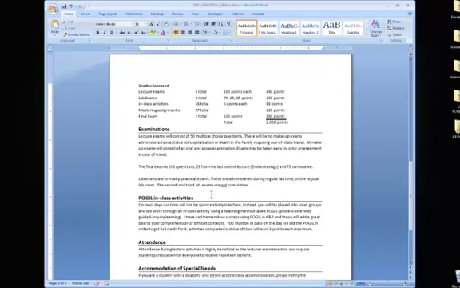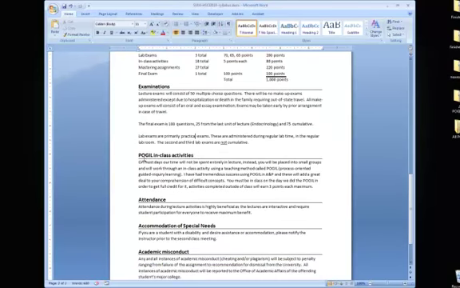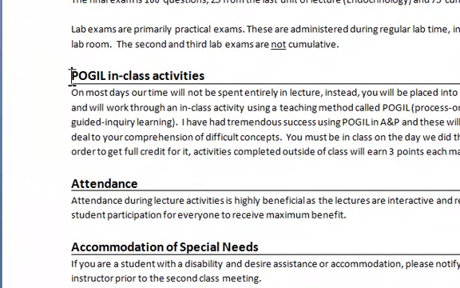Okay, lab exams are practical exams. They're going to be during regular lab time, regular lab room. These are non-cumulative, so each one just covers about a third of what we're going to do in lab. Now, starting on Wednesday, June the 4th, we'll actually start meeting in person, and when we do that, we're going to be spending a lot of our time doing POGIL activities.